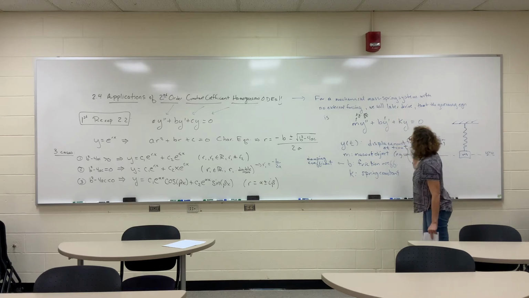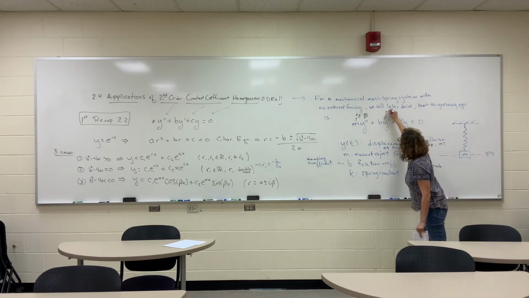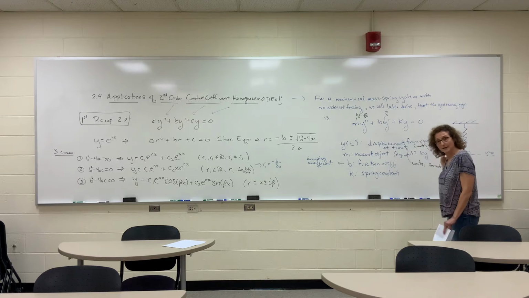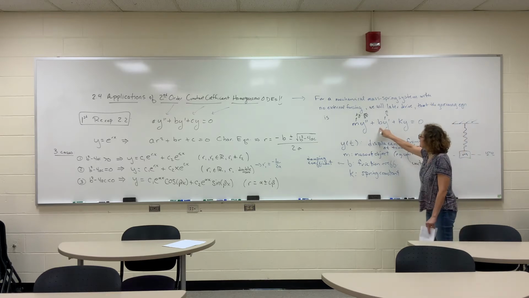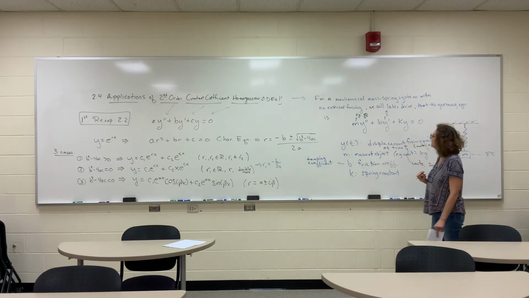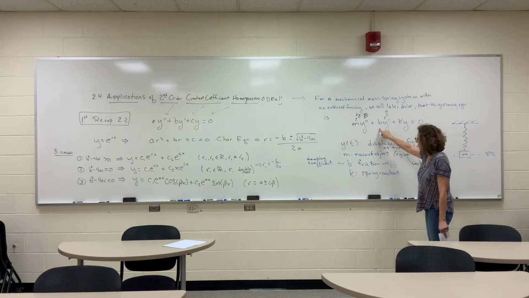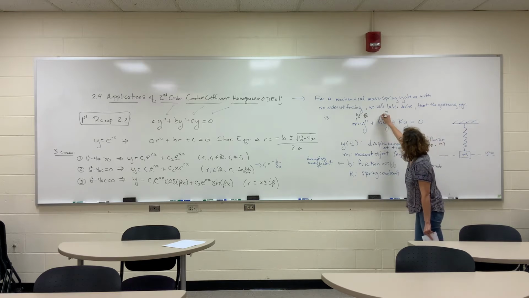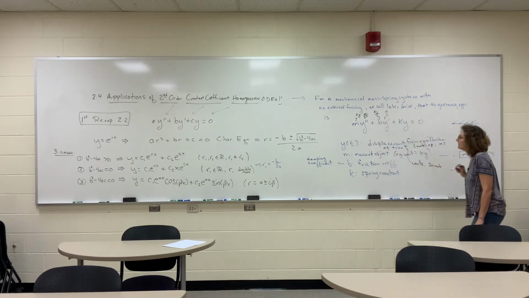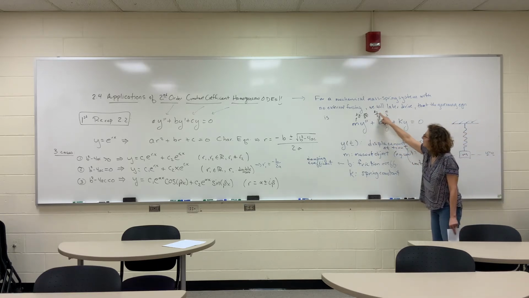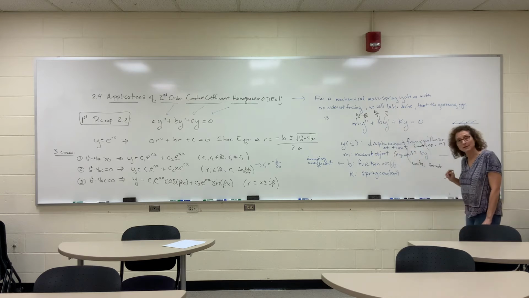What would y prime be measured in? Good. Meters per second. Well then, what does b have to be measured in? Everything has to have the same units, right? So this coefficient of friction has to have units of what? Good. Kilograms per second, because then together they're kilogram meters per second squared.